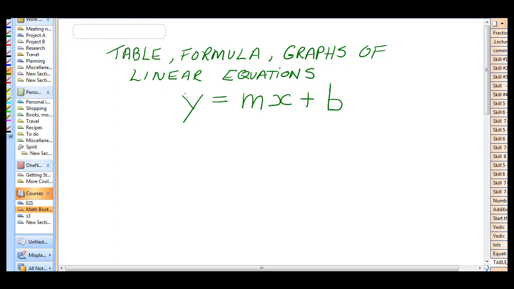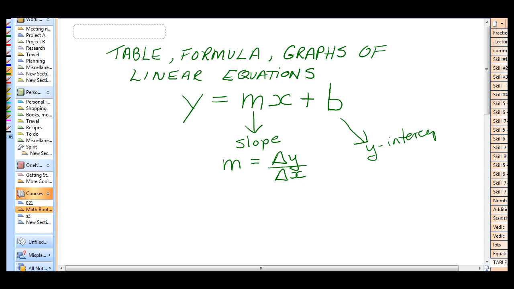Let's have a closer look at the linear equation. The linear equation is y equals mx plus b. If you recall, m is the slope. And the slope can be written as the change in the y value over the change in x value. And we'll see an example of this very shortly. And the b here is the y-intercept. That's very important to know.